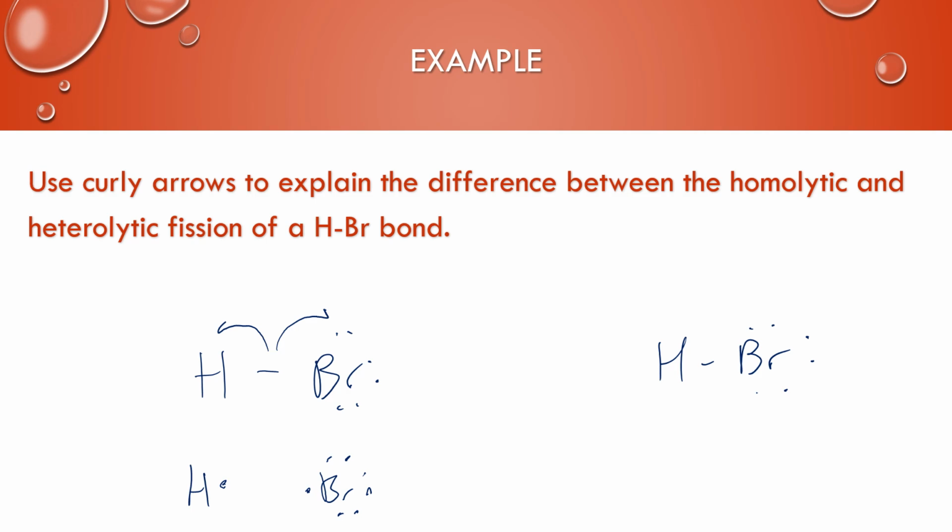For heterolytic fission, all of the electrons will go to one of the two atoms. So we want to use a normal arrow to indicate that both electrons are moving, and you will be left with ions as a result of that bond breaking. And bromine will get both of the electrons.